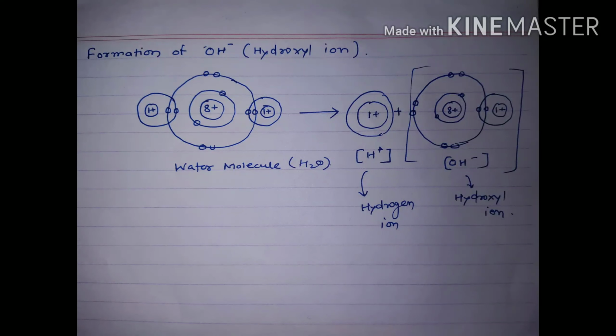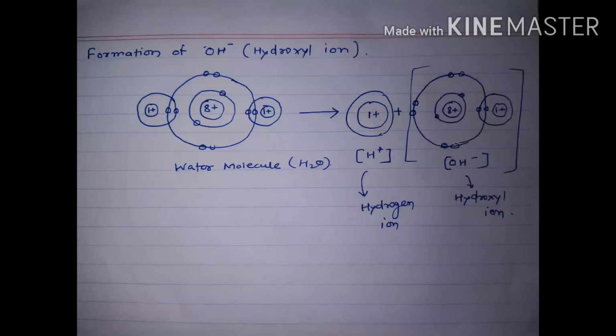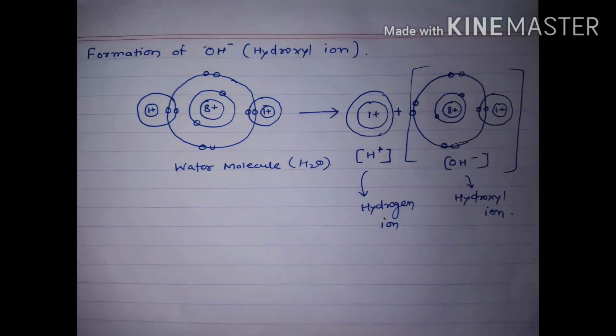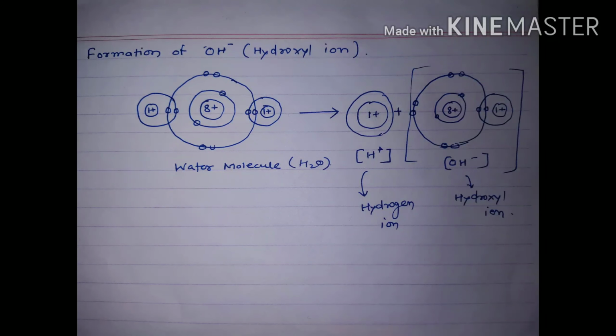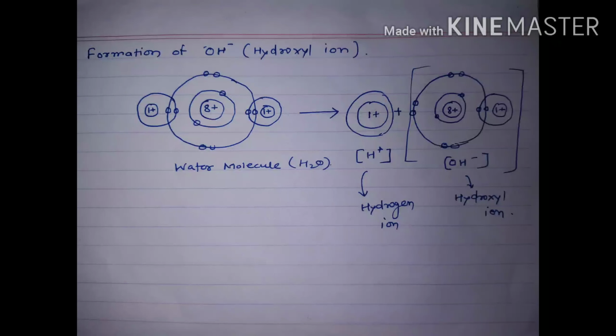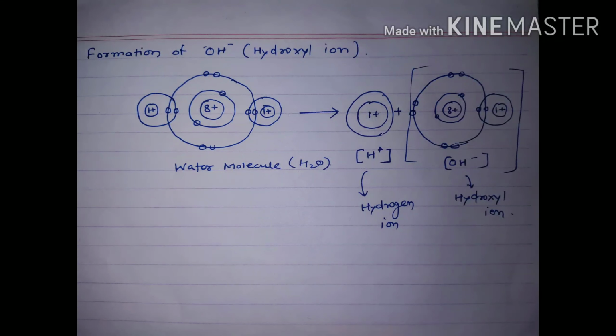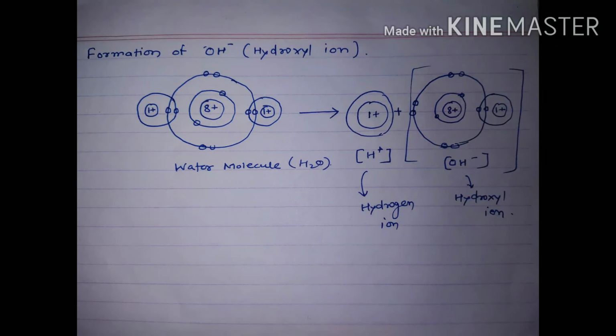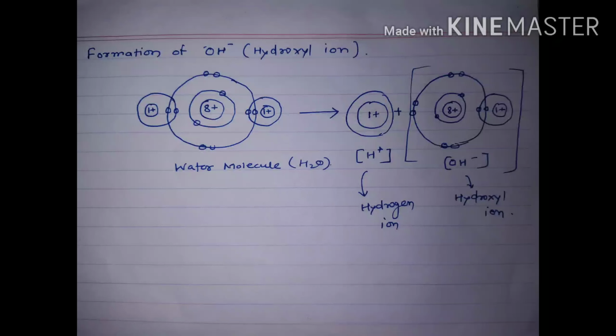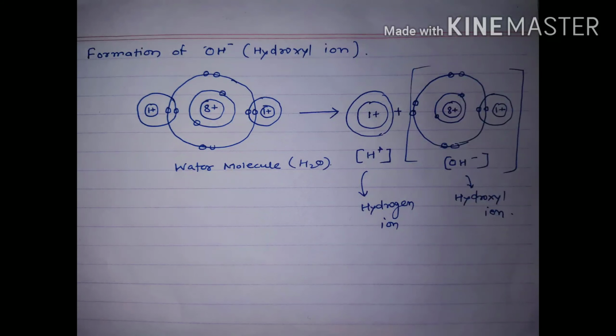The remaining part is O and H, but with that O and H there is an extra negative charge. From where does this negative charge come? We know that there are 9 protons in OH, 8 of oxygen and 1 of hydrogen, but if we count the number of electrons, they are found to be 10. Therefore there is an extra electron with OH, and in this way the OH minus ion, the hydroxyl ion, is formed.